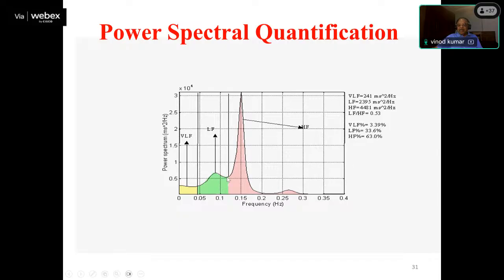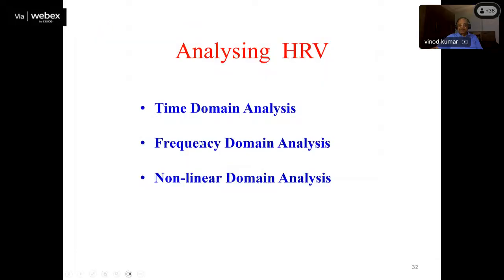And high frequency is in the range of 0.13 hertz to roughly 0.2 hertz. So this is the variation in power spectral function of the HRV. So we can do the analysis of HRV.